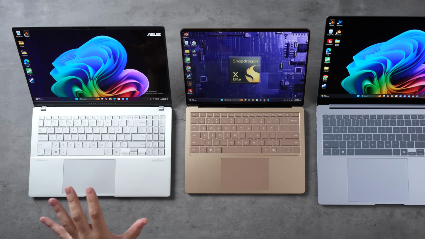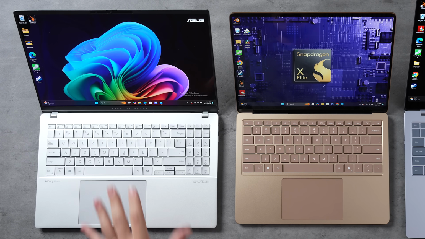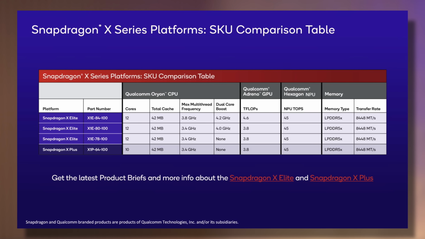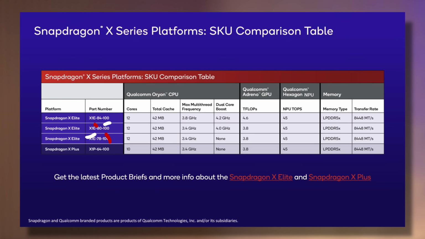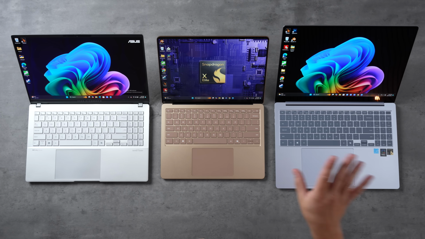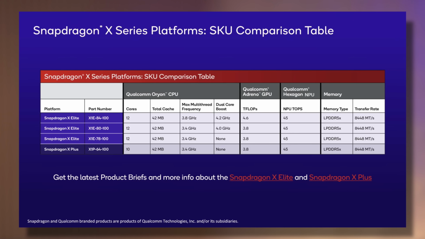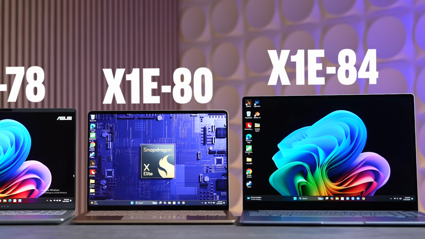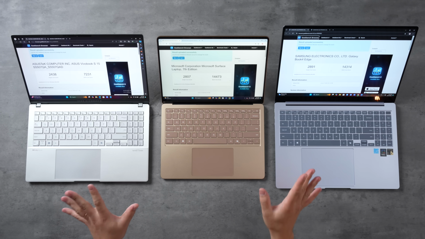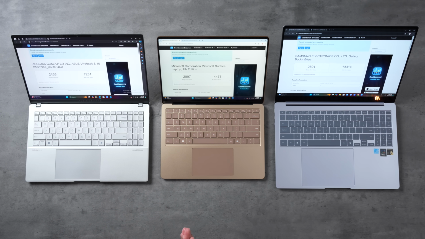This one right here is the ASUS VivoBook S15, and it comes with the 78 SKU, the lowest end model. We have the 80 SKU right here with the Surface Laptop 7, and we have the 84 SKU, which is only available in the 16-inch Samsung Galaxy Book 4 Edge. But the problem is that we have a massive inconsistency in terms of performance results.